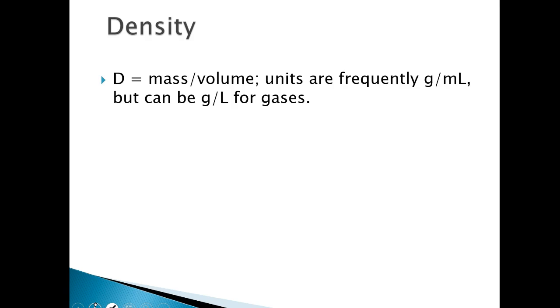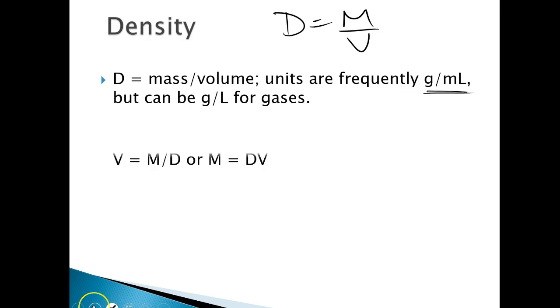So you could have something with a relatively large mass, but if it has an enormous volume, it's going to have a pretty low density. So it's not a matter of how heavy something is, although people do use that pretty interchangeably. With regards to D, the equation is D equals m over V. The units that we're going to run into most often are grams per milliliter. But if you're talking about gases, gases tend to have very low densities. So in order to have normal numbers, they use grams per liter.